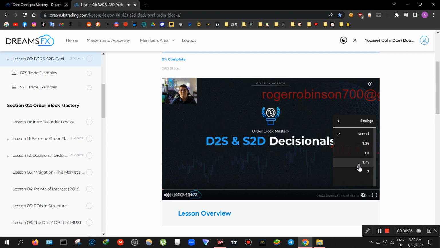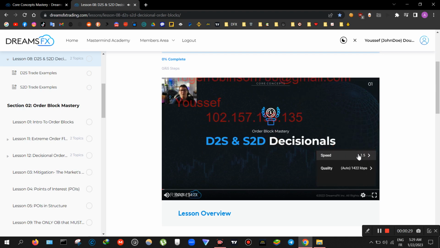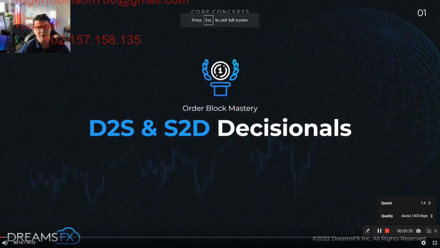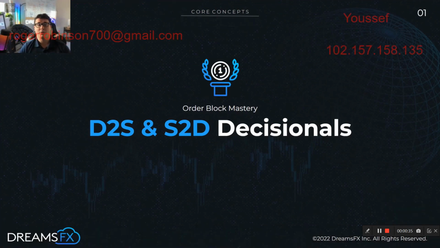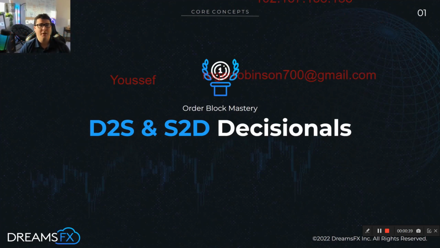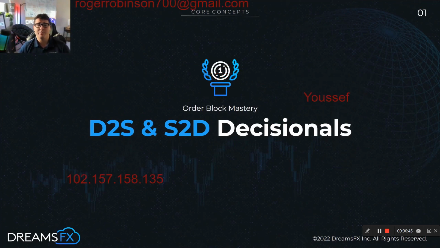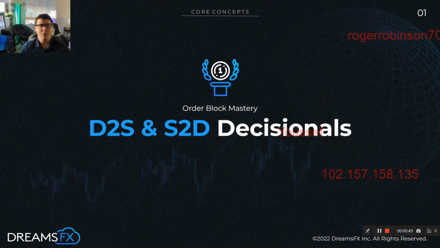Now that we have discovered and started to really understand what decisional and extreme order blocks are, we're going to refer to a specific type of decisional. As you learned in the previous video, there are three types of decisionals. We have our type 1, which lies within structure. We have our type 2 decisional that lies after the main structure but still internally. And then we have our third type of decisional, which is an order block that separates two imbalances that has purpose on the lower time frame. In this video specifically, we're going to be talking about the notorious D2S and S2D decisional order blocks.